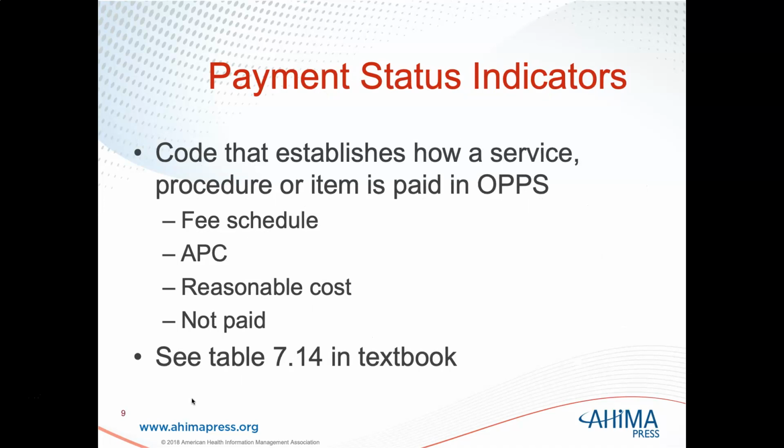Payment status indicators. These are a code that establishes how a service, procedure, or item is paid in OPPS. Each code in HCPCS has been assigned a payment status indicator. They give you an example of this in table 7.14 in your textbook on page 158. So for instance, they'll give you the status indicator and explain the reimbursement method, and then show you a procedure or service example. If you have a payment status indicator of B, C, D, E1, E2, or M, those are all not reimbursed under OPPS. So just so you're aware, at least they weren't in 2018. But you can go out there and look at the payment status indicator.